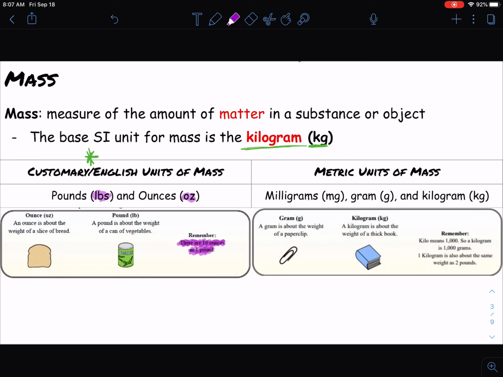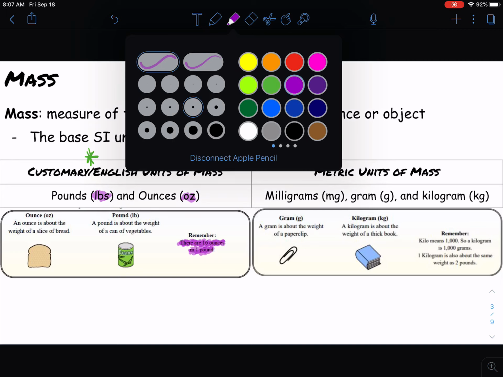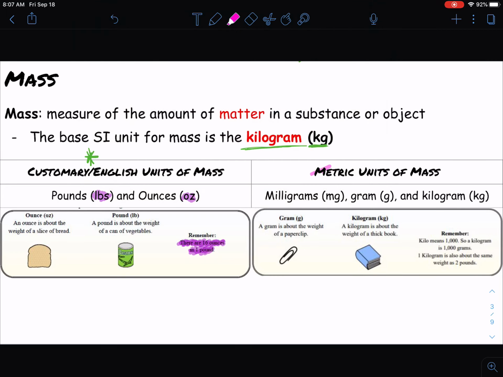Now, what we're going to be using this year is the metric system. So this is what we're using. We're using the metric units of mass, and they're going to be new, just like we're doing with the length. But the three of them are milligrams, grams, and kilograms. These are the three most common that you're going to see ever.